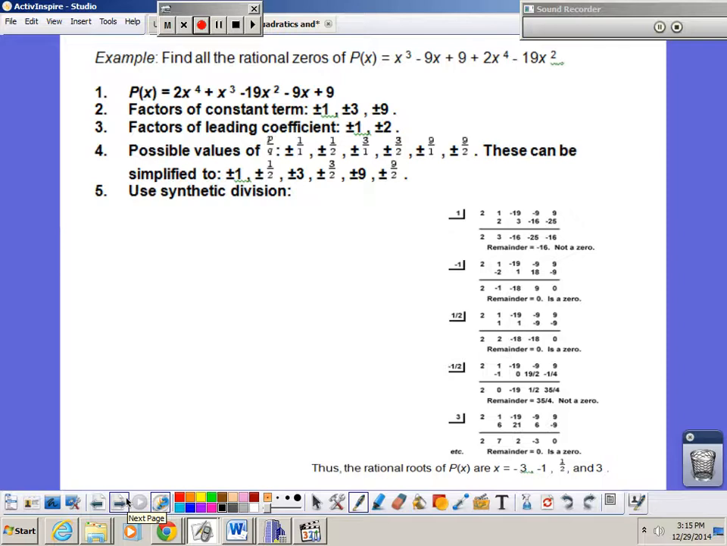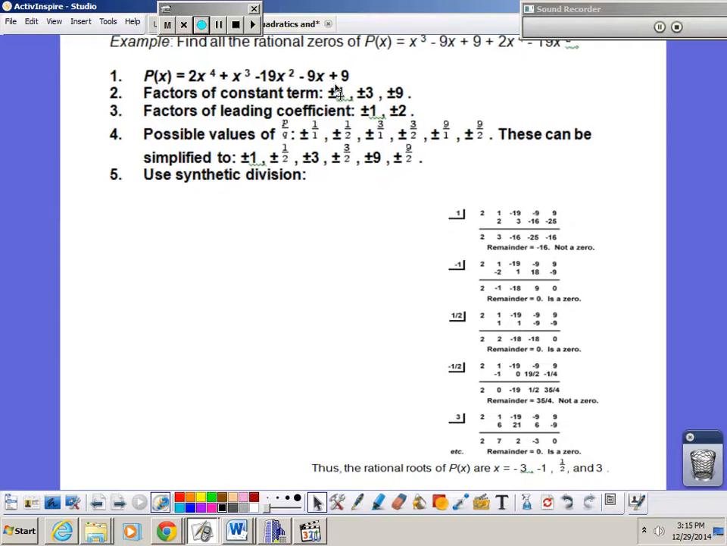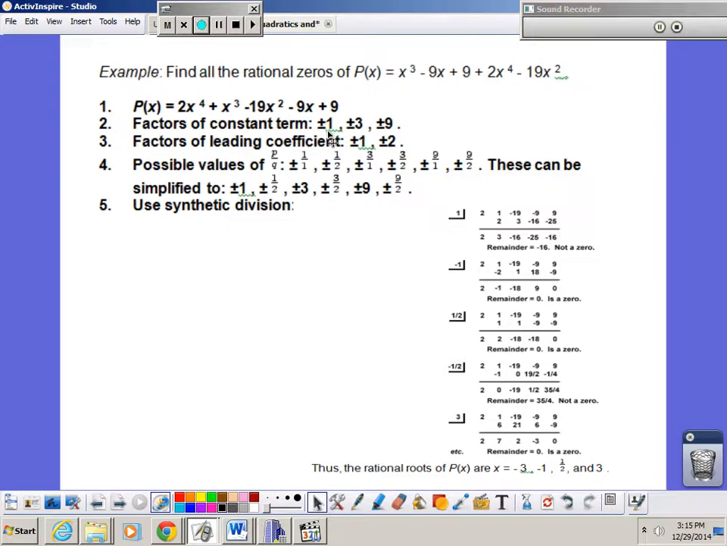Okay, this is what it means. This is lined up from the highest x to the lowest x, 4, 3, 2, 1, none. And this is, whoops, wrong thing.